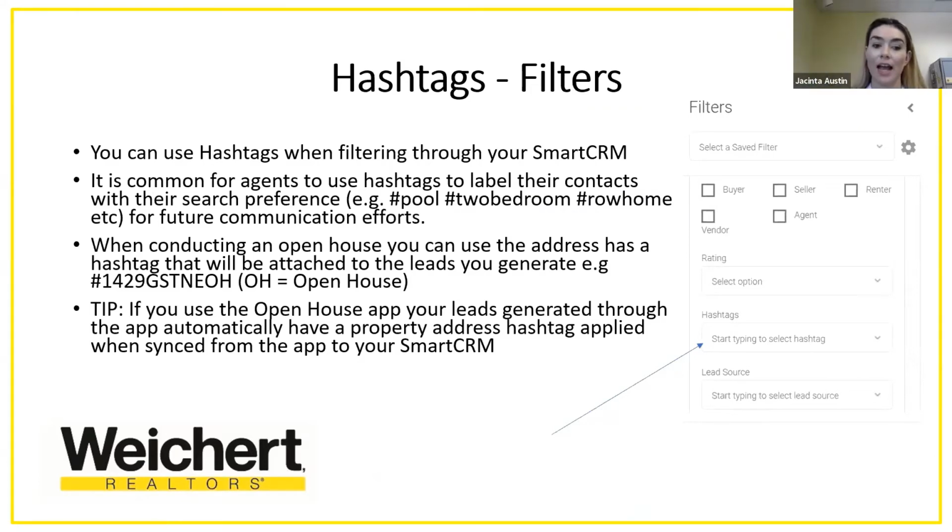You can use the address as a hashtag that will be attached when you're using the lead generation tool, like the Open House app. So you can create a hashtag, for example, 1429 G Street Northeast OH, which equals open house. A little bit of a tidbit: if you're using the Open House app, your leads generated through the app will automatically have that property address hashtag applied when syncing from your app to your Smart CRM. So you can set this up prior to having an open home. People are using the Open House app, they're signing in, and that hashtag is automatically attached.